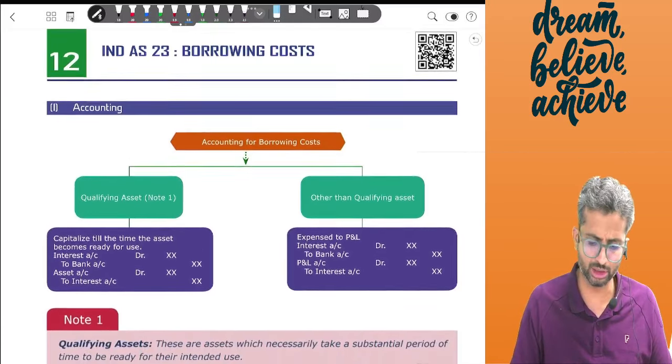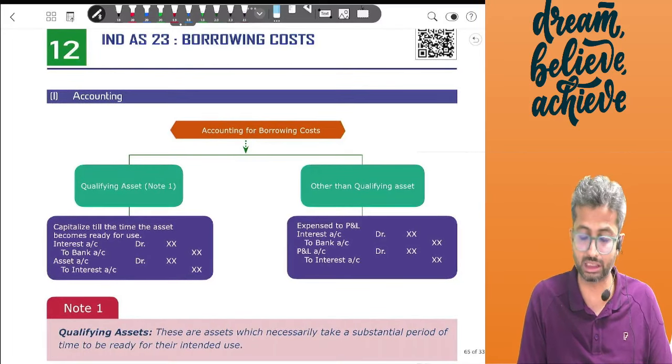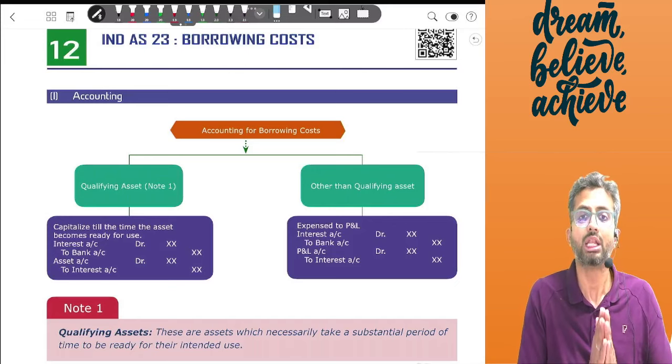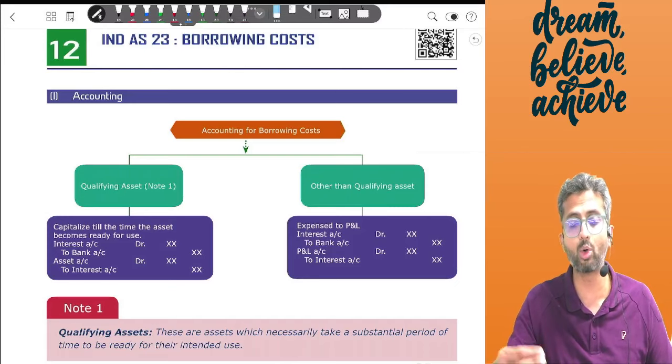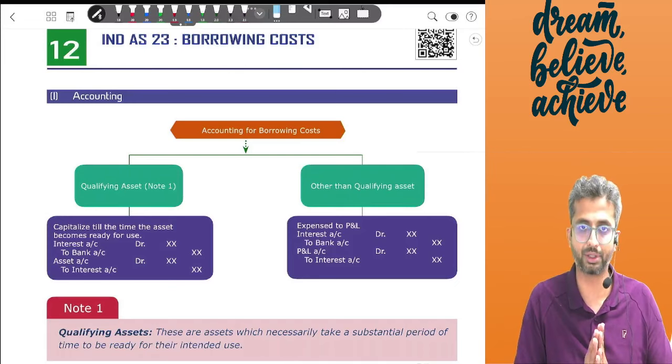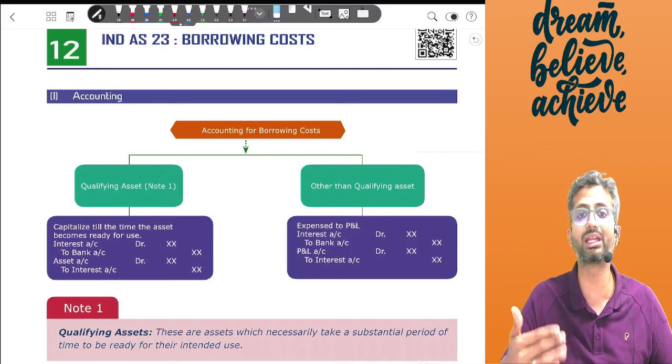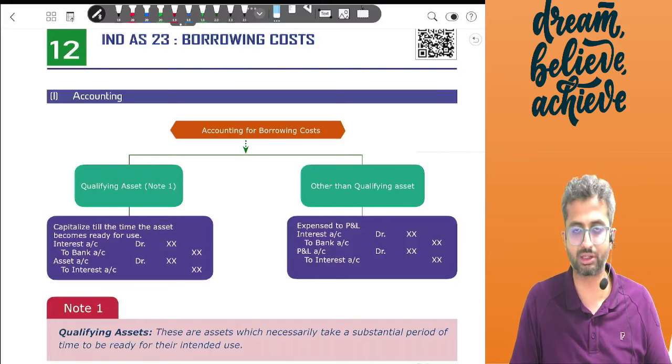When you look at Ind AS 23, this is similar to your CA Inter AS 16, which is on borrowing cost. Now usually borrowing costs are financing in nature, and because they're financing in nature, the amount that you pay should ideally go to the profit and loss. When you prepare your cost sheet, you don't really add interest into the cost of an asset.